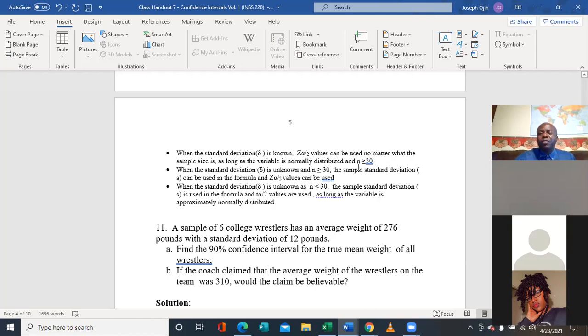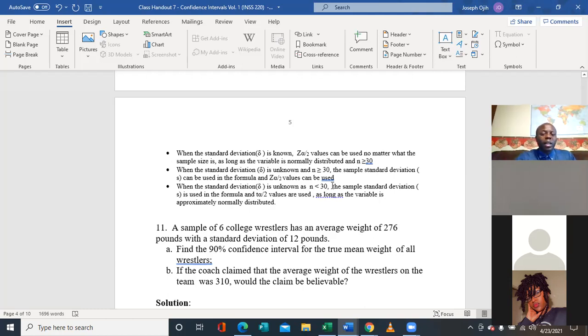So long as you have the population standard deviation, and you are told that the data set follows a normal distribution, you can use the Z table. Even if the sample size is 10, if you are given the population standard deviation and you were told the data is normal, you can use it. Otherwise, it's not assumed to be normal.